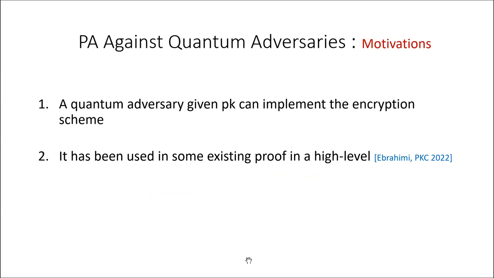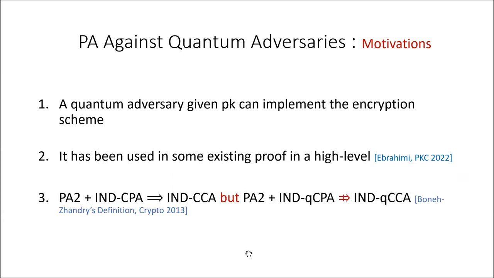Another reason would be that the sort of post-quantum PA notions has been used in some existing proofs at a high level. So formalizing this notion might lead to more accessible security proofs. And also we have this implication that PA2 plus CPA gives us CCA.